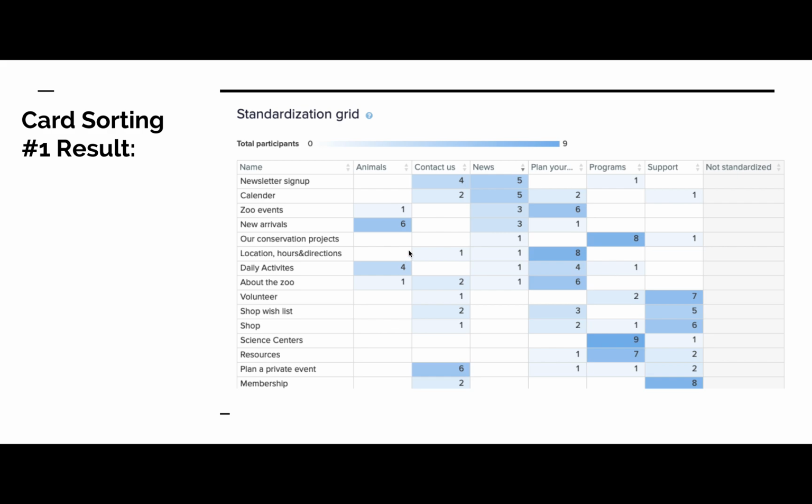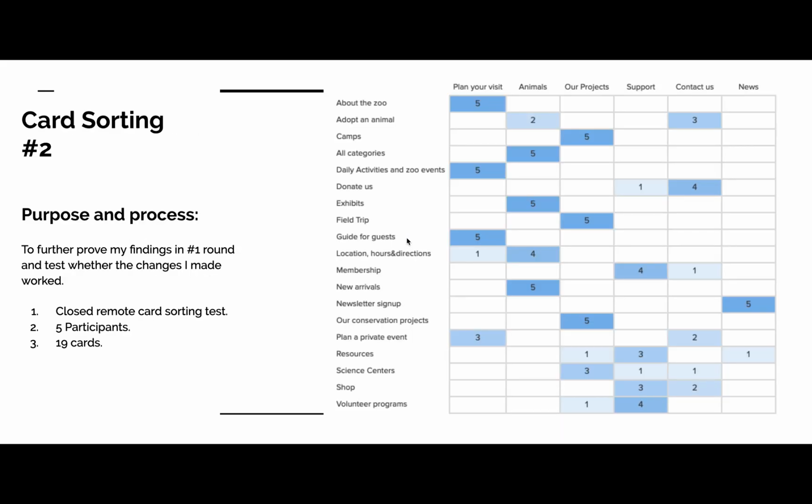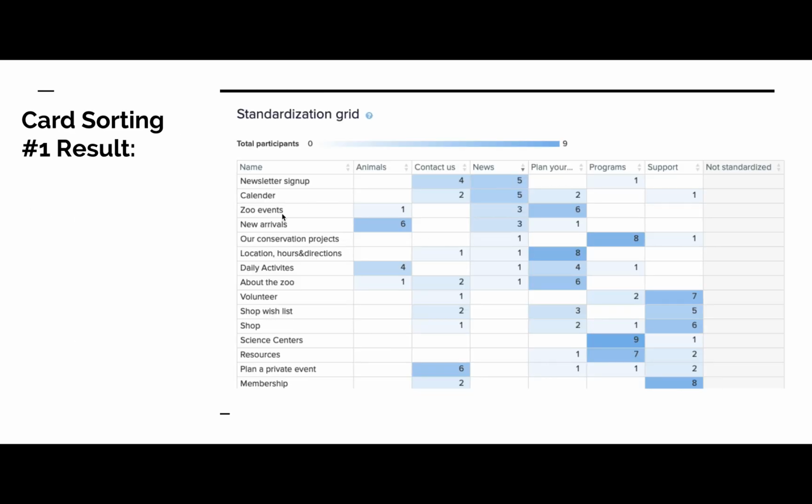Based on the data I collected, I made some changes. At first, I changed the name of volunteer to volunteer program so it would not be confused with careers or other options. I removed private event from the subcategories, since it could be placed on some other pages. And I combined two subcategories, daily activities and zoo events, into one subcategory: daily activities and zoo events.